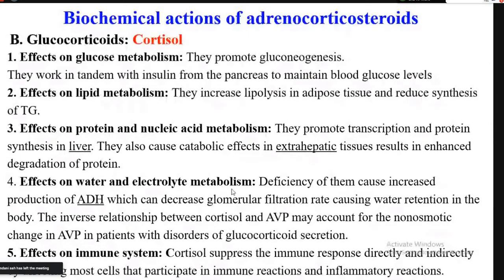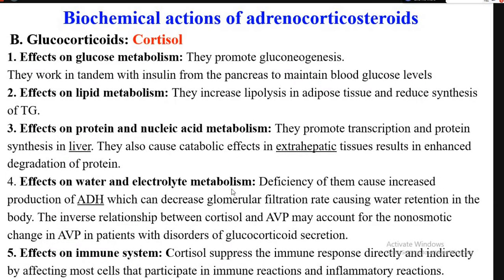In some sense it has a good thing also: it suppresses the immune system. We'll come to this later, because you have to learn in detail about insulin and glucocorticoid hormones. If you don't know these things, then you will not be a good doctor. It is better to know the functions of glucocorticoid, cortisol, and insulin at least.